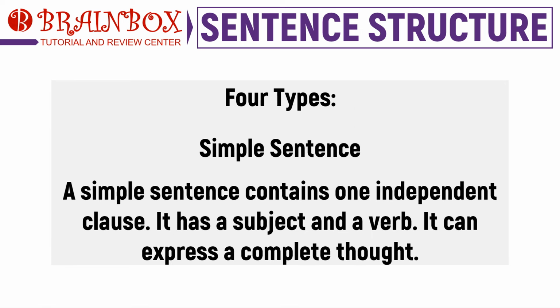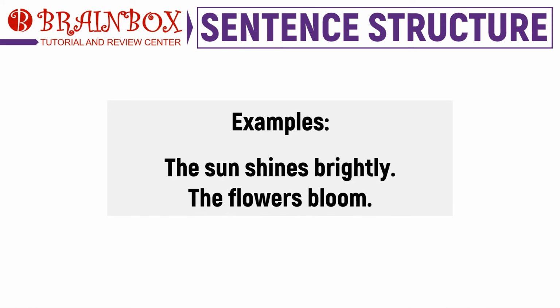Sentence structure can be broadly categorized into 4 types. First is the simple sentence. A simple sentence contains one independent clause. It has a subject and a verb and can express a complete thought. For example, the sun shines brightly. The sentence has a simple structure with just a subject, a verb, and an object, but it expresses a complete thought. Another example is, the flowers bloom.